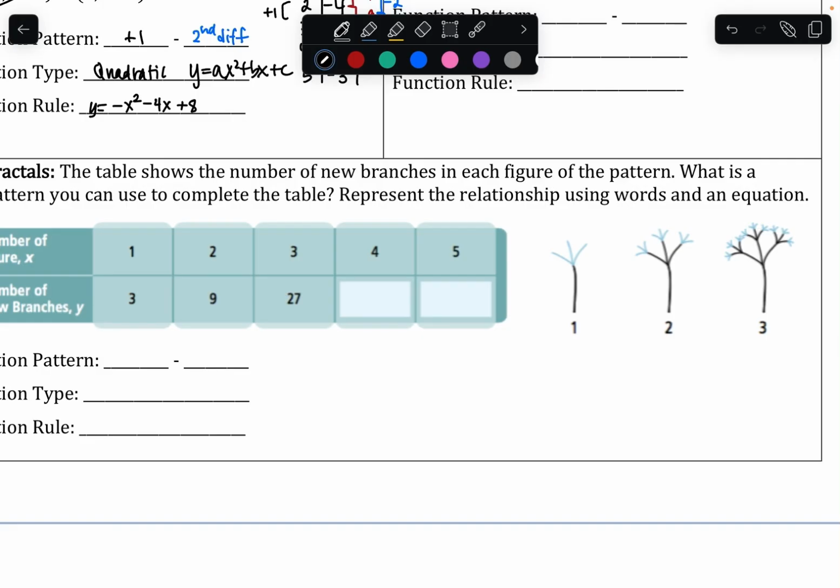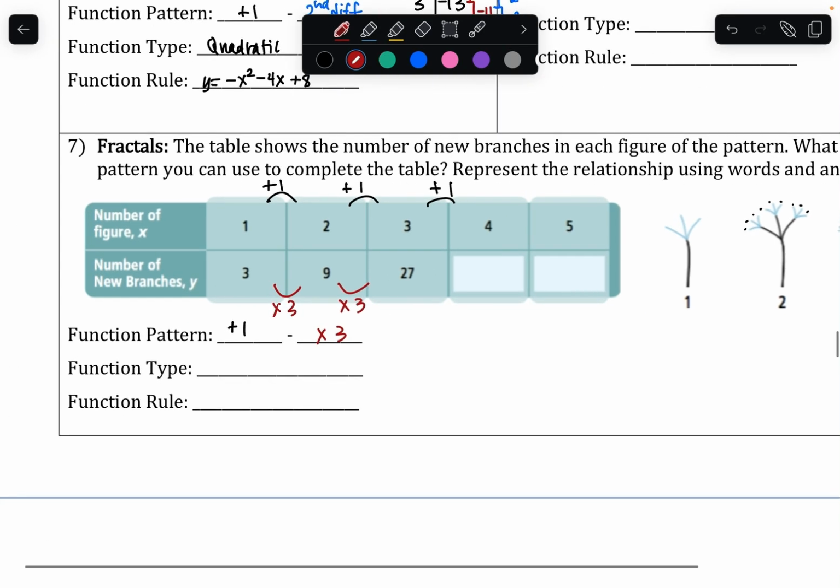And so looking at our first term, there's 3 branches. On our second, there is 1, 2, 3, 4, 5, 6, 7, 8, 9. And then looking at our last one, we could count, there's 27. And so each time we're increasing our x's by 1, and we are multiplying the y's by 3. Okay, and so that means we are working with an exponential function, which corresponds to a geometric sequence.